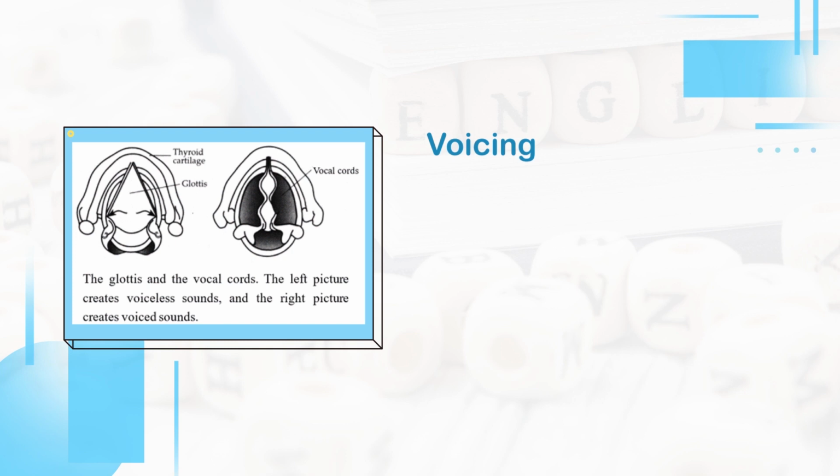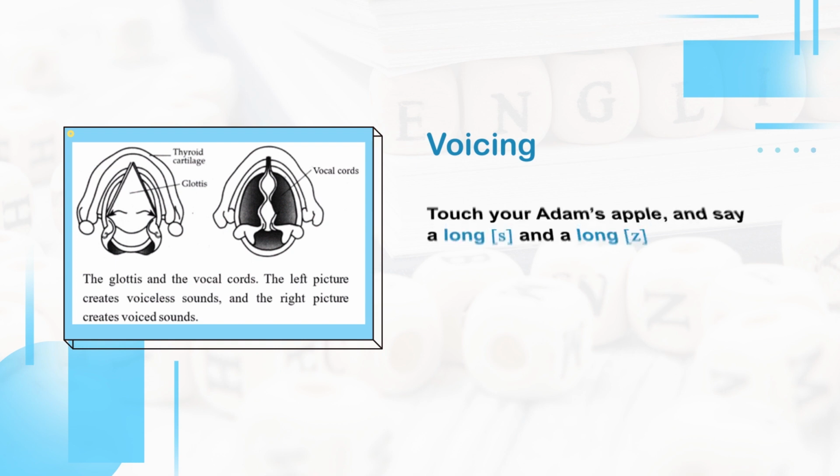You can feel the difference between voiced and voiceless sounds yourself. Touch your Adam's apple and say a long s and a long z. You should be able to feel the vibration for z, but not for s. You can also see the difference between them in the image on the screen now. Soon, I will show you which consonants are voiced and voiceless.